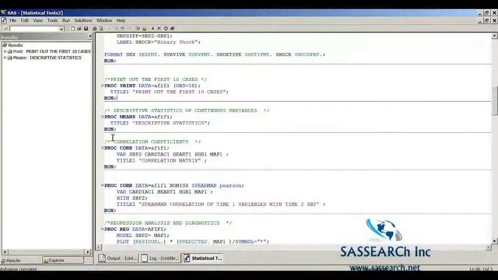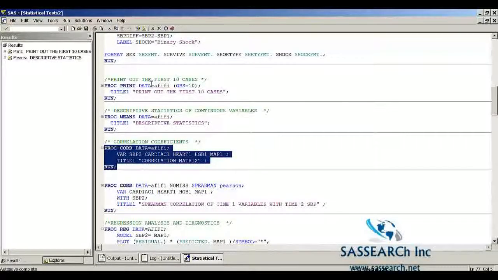So the first statistical procedure we're going to look at is PROC CORR, where we can have SAS produce correlation coefficients. And so we're interested in producing a correlation matrix of systolic blood pressure at time 2, the cardiac index at time 1, heart rate at time 1, hemoglobin at time 1, and mean arterial pressure at time 1. And we're not changing any of the defaults. So let's take a look at what this output looks like.